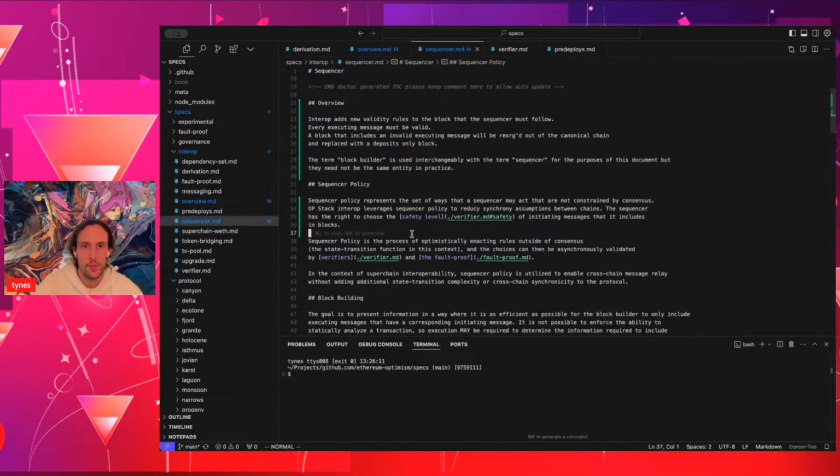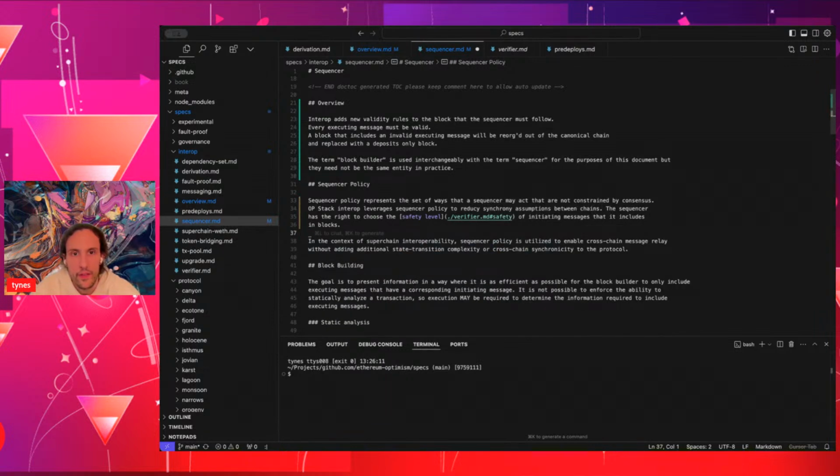Sequencer policy is the process of optimistically enacting rules outside of consensus. It's not necessarily only optimistically, but it can be optimistically. And the choices can then be, I think, just a little bit.